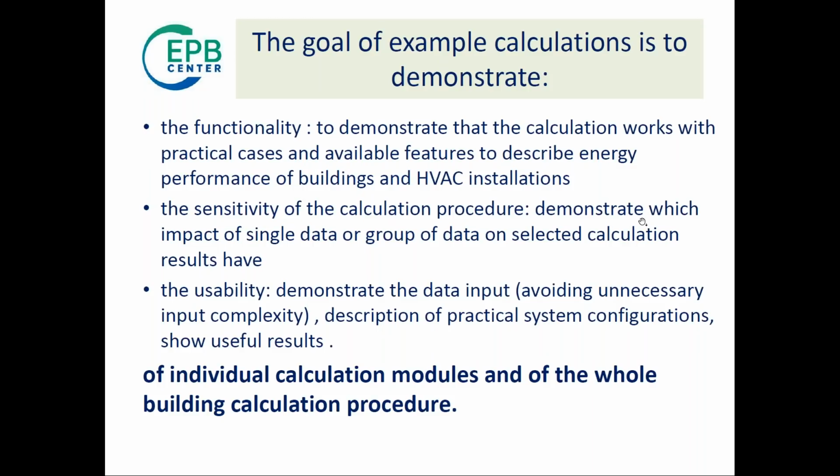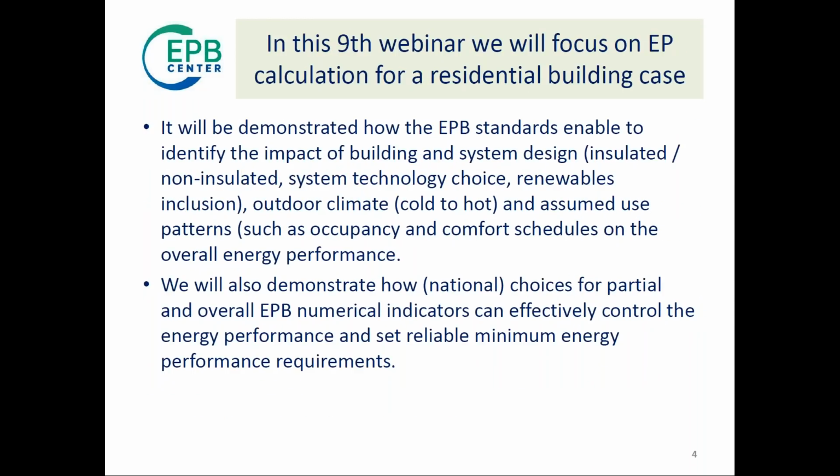This we did on individual calculation modules, and in this seminar we will show how it works on a whole building calculation procedure, and that is focused on the residential building case. It will demonstrate how the EPB standards enable to identify the impact of building and system design. Think of good or bad insulated buildings, system technology choice, renewable inclusion, and different outdoor climates, a cold and a hot climate we take as an example, and assumed user patterns and operational schedules of occupants, and to show their impact on the overall energy performance.